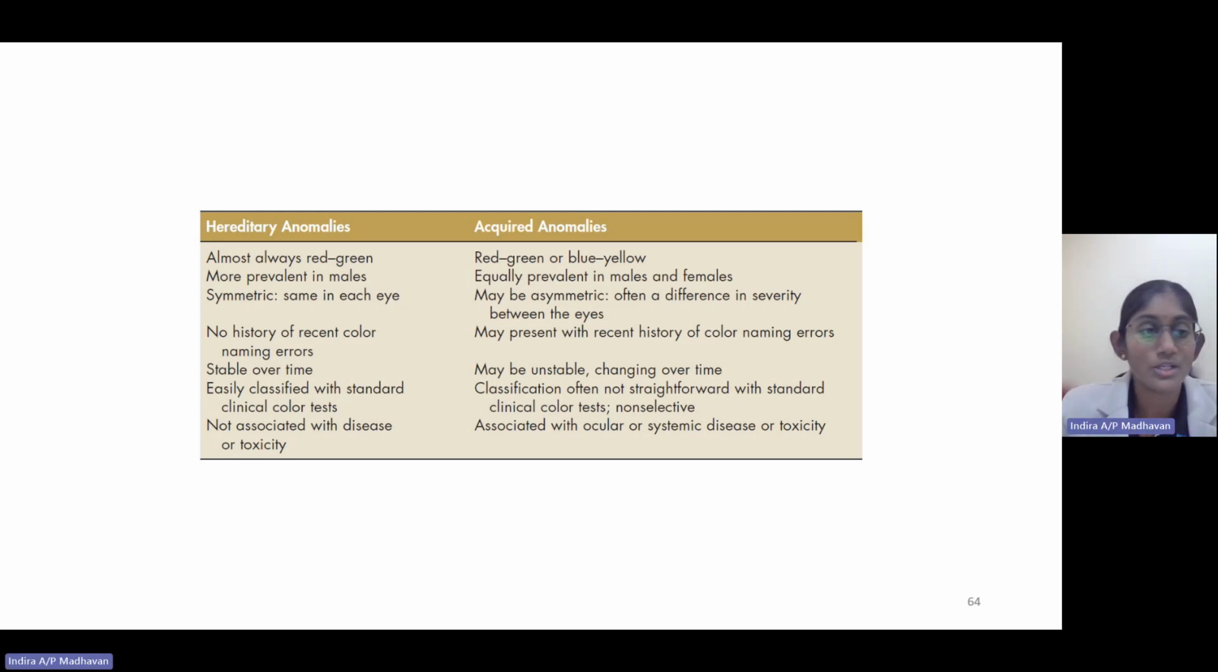So we have looked at the characteristics of congenital color vision deficiency, and we looked at the prevalence of color vision deficiency, and also how it is transferred from the parents to the offspring. We also looked at the comparison between the inherited one and acquired color vision deficiency, and the characteristics that patients would have. Okay, thank you.